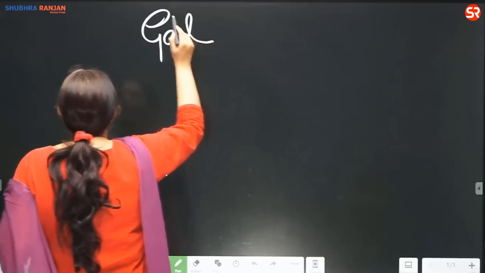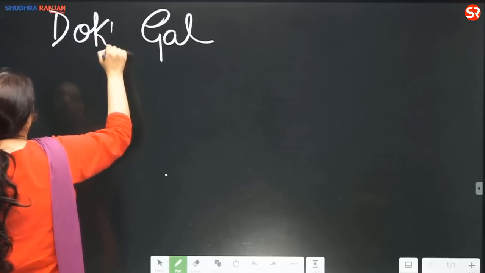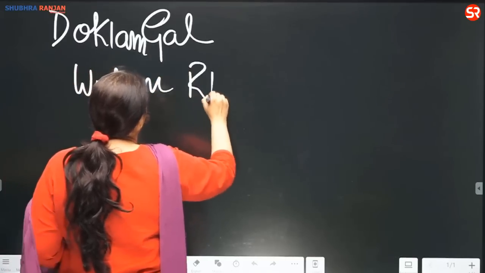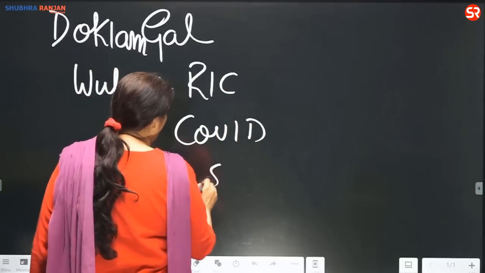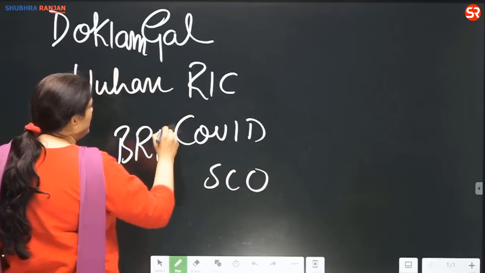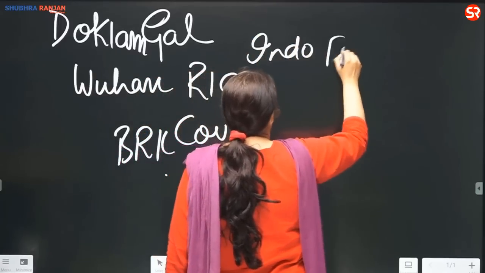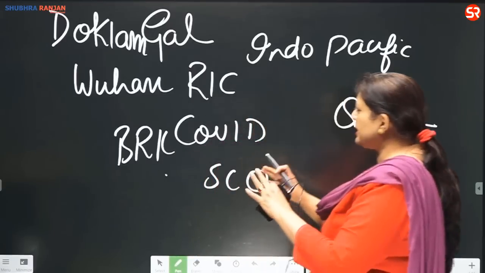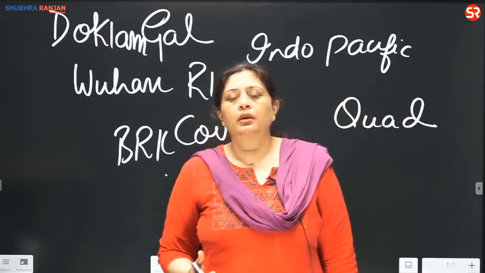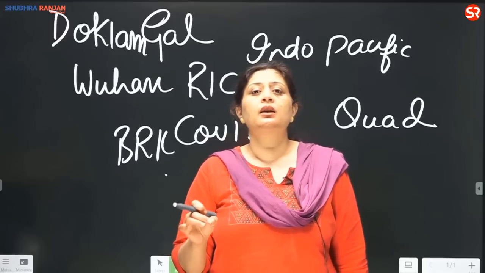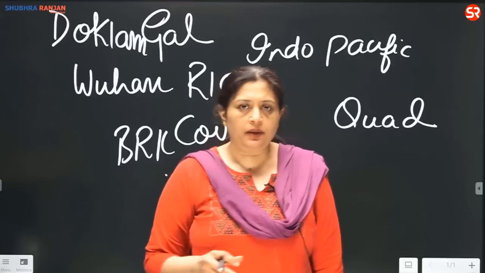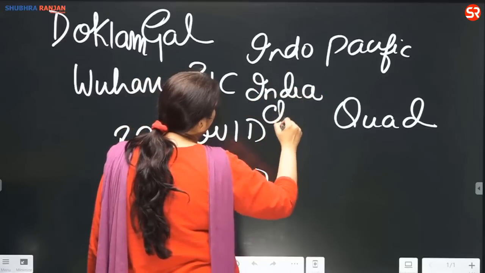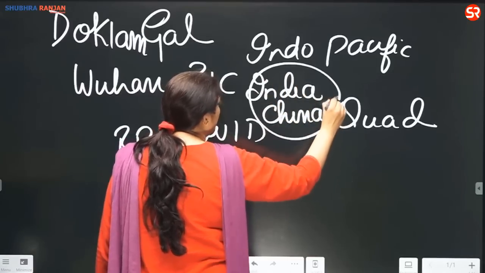So first of all, in recent times, we have seen certain events like first Doklam, then Wuhan, RIC, COVID, SCO, BRICS, Indo-Pacific, Quad. So many things are happening around, but how to understand the things in perspective? Almost all developments relate to the relations between two Asian giants, India and China.